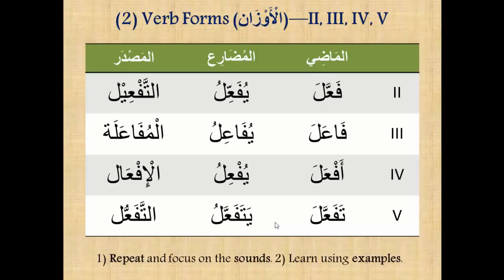Now, this brings us to the end of our discussion of al-awzan in today's lesson. We've covered Forms 2, 3, 4, and 5. Here is a summary chart. I want you to please memorize this chart. And again, the two strategies for doing so, number 1, to repeat.